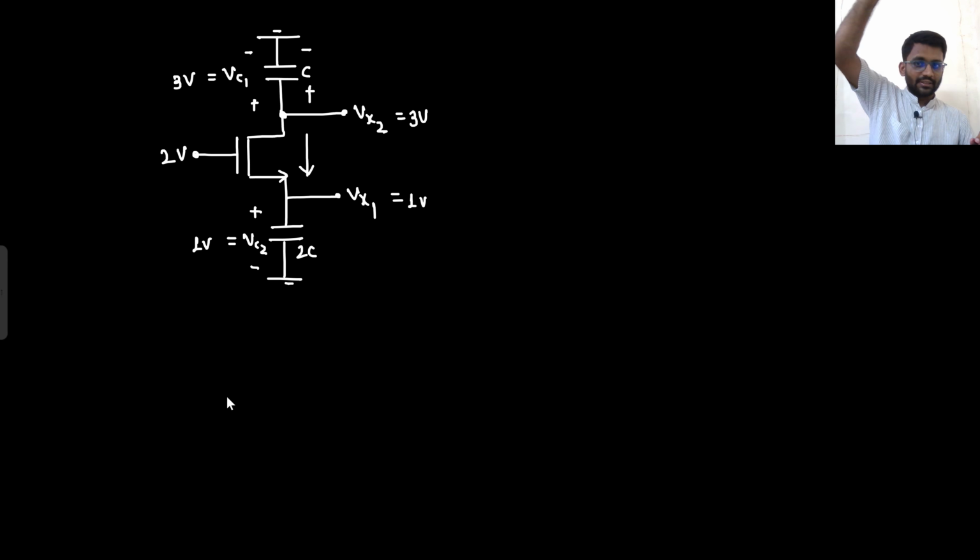So what is happening? The capacitor C is getting discharged and 2C is getting charged, because from the positive potential the current is getting out. That means the current would be getting in into the negative potential. If the current is getting out of the positive potential, what does that mean? The capacitor is getting discharged.